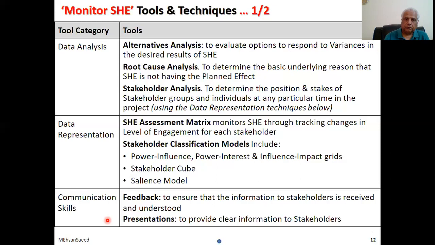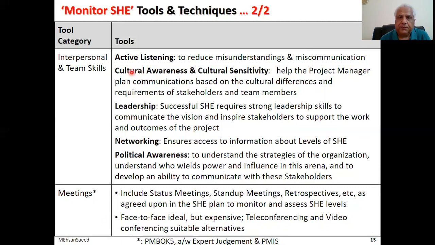Interpersonal and team skills, active listening, we discussed in the communication, very important. Cultural awareness and cultural sensitivity. As project manager, you have to be sensitive to the stakeholders' beliefs, culture, language, etc. If you are the project manager of a construction project, many of your workers would not like to work on a Friday. Please respect their decision not to work. Do not force them to work on a Friday.